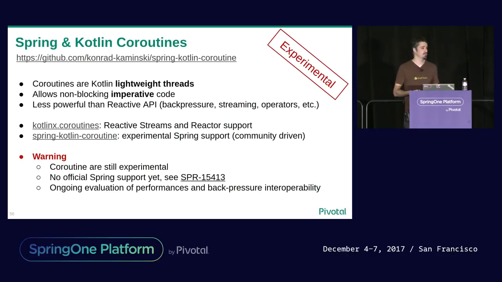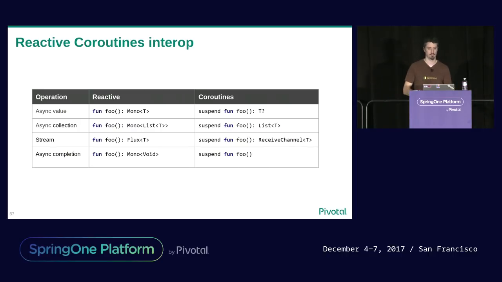We are evaluating if it will make sense to integrate an official support for coroutines in Spring. So I guess you will have more news next year. So that's currently under evaluation. To show you more concretely what that means, here is a table with coroutine reactive interoperability.